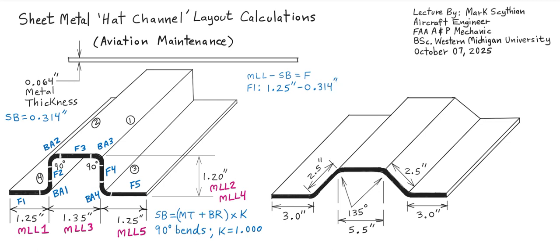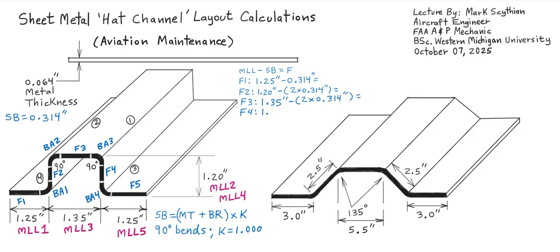So we can check how we would calculate that before making the final calculations. You notice the symmetry. Flat 1 and 5 are synonymous. Flat F2 and F4 are synonymous, and then F3 is by itself. So now we can make the calculations.